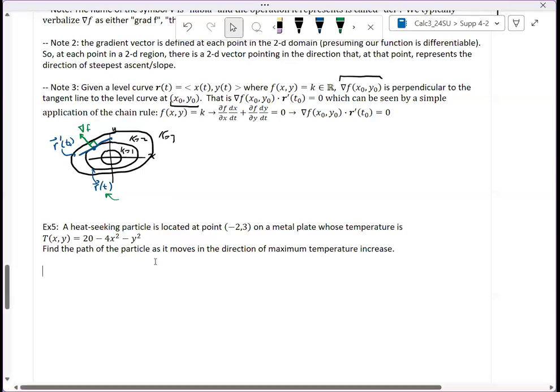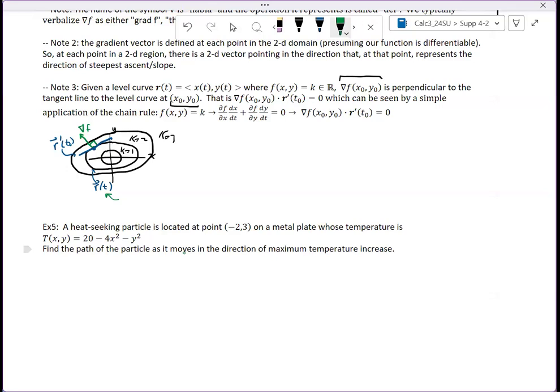And we want to find the path of the particle as it moves in the direction of maximum temperature increase. So our little particle or little bug, whatever it may be, is at a point, and it searches around itself and says, where's the warmest direction to go in? And it takes a couple of steps in that direction, and it turns around again and looks again for the warmest direction, takes a couple of steps in that direction, and that's the path that it's going to follow. So what is its path going to look like?